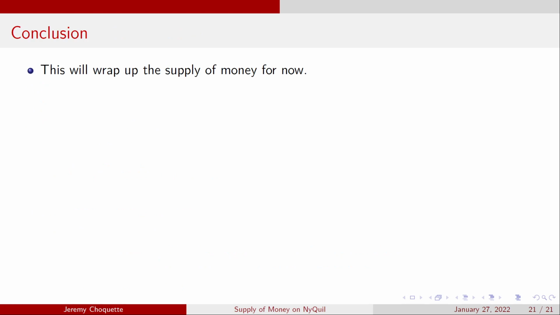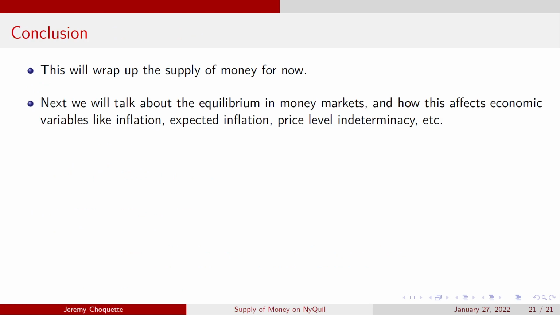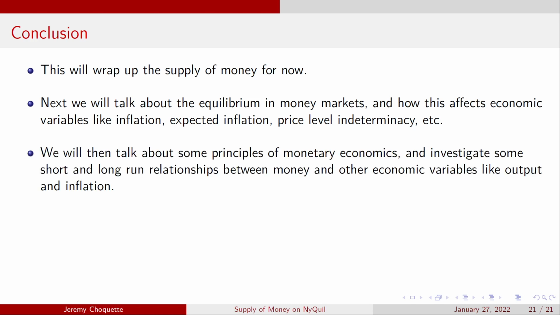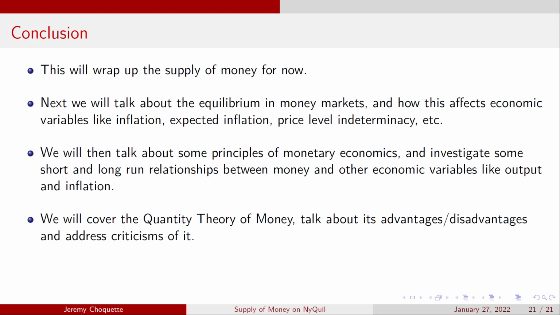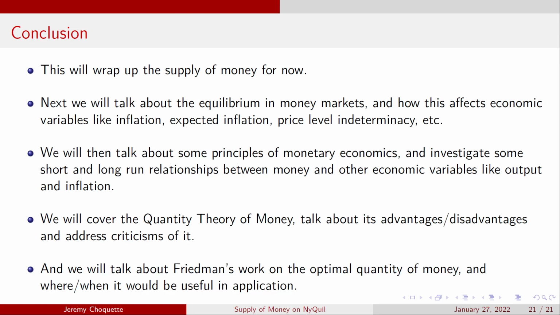Now, this is going to wrap up the supply of money for now. Next time, we're going to talk about equilibrium in money markets and how this affects economic variables like inflation, expected inflation, price level indeterminacy, all that fun stuff. And we're then going to talk about some principles of monetary economics and investigate some short and long run relationships between money and other economic variables like output and inflation. We'll then cover the quantity theory of money, talk about what's good about it, what's not so good about it, and address some criticisms. And then we'll talk about Milton Friedman's work on the optimal quantity of money and where and when it would be useful in various applications of monetary economics.